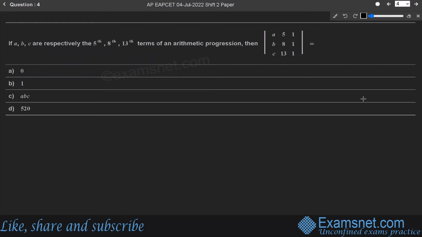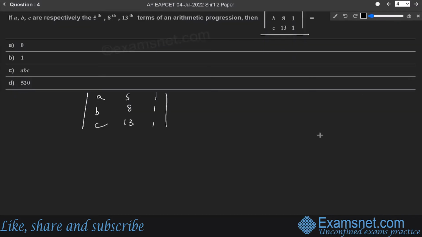Next question is, if A, B, C are respectively the 5th, 8th and 13th terms of an arithmetic progression, that is AP, then the determinant of A, B, C, 5, 8, 13, 1, 1 and 1 is equal to. So first, let us solve this determinant.